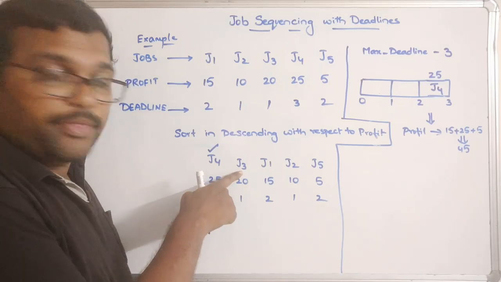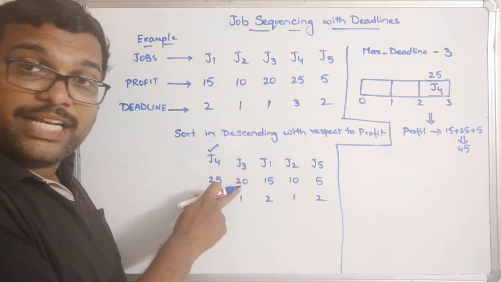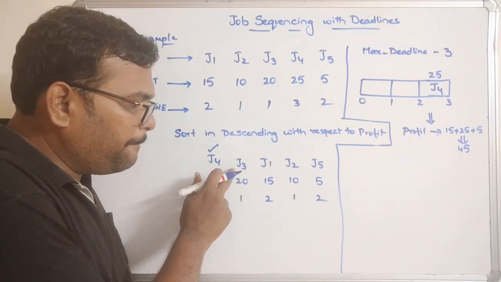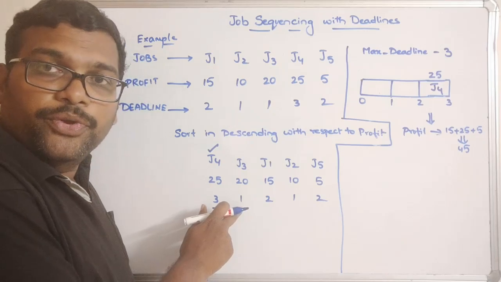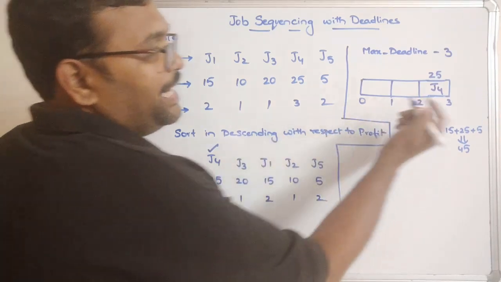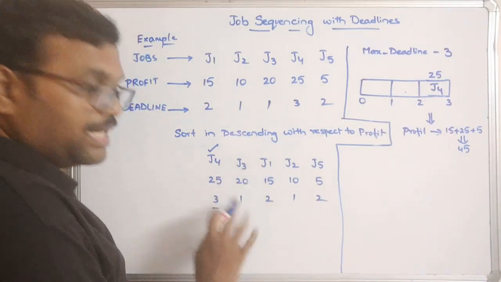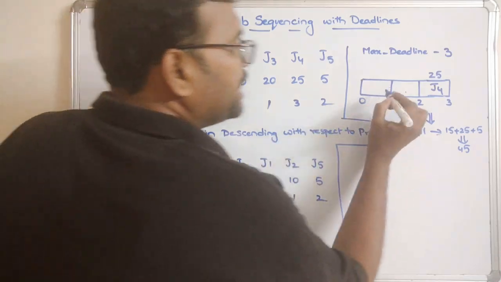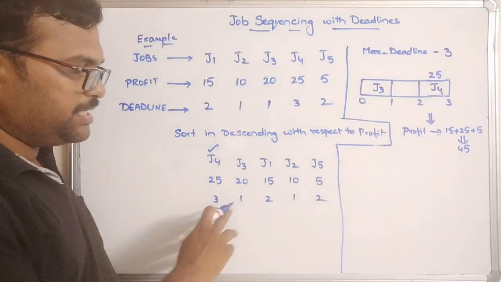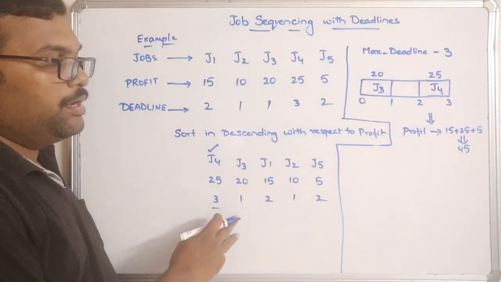This is completed. Next, J3 with the next highest priority. Because this is a descending order, 20 is the next priority, and J3 should be completed within 1 unit; the deadline is 1. So we can't assign J3 after 1 because 1 is the deadline. So J3 will be assigned here, in the first slot, with a 20 profit.